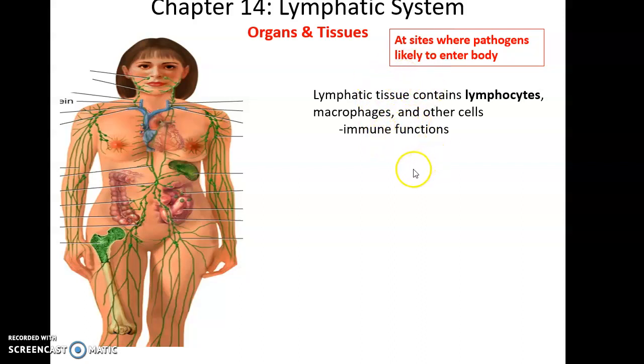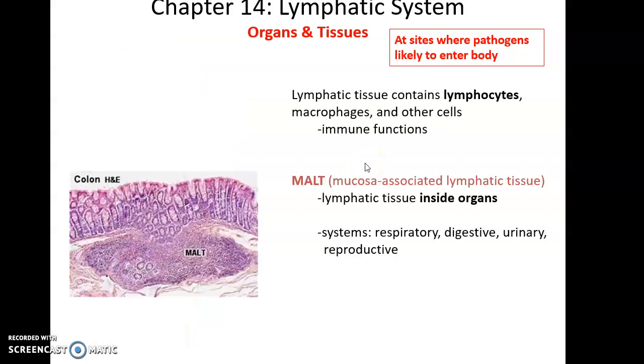So these lymphatic structures tend to be in sites where pathogens are more likely to enter the body, which can include inside of the walls of some organs. So here is a cross-section of the large intestine, and we see this area here called MALT. MALT is the mucosa-associated lymphatic tissue. So this is lymphatic tissue inside the wall of the large intestine.